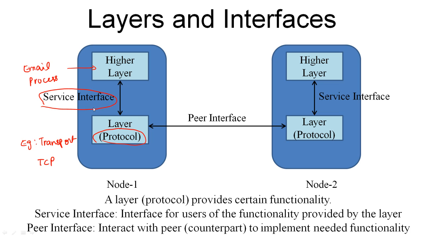protocol provides. There is another interface called the peer interface. The peer interface is used to interact with the counterpart that is typically implemented on some other node. For example, the transport protocol that is running on node 1 interacts with the transport protocol that is running on node 2 through the peer interface. Now, why do we need a peer interface? Let me explain it through an example.